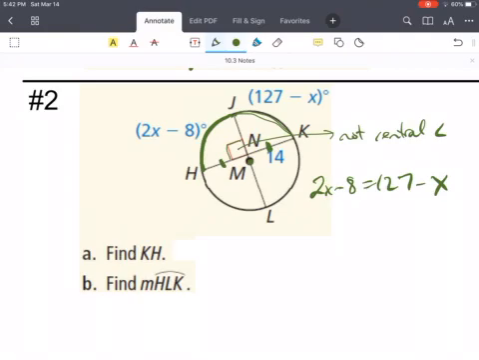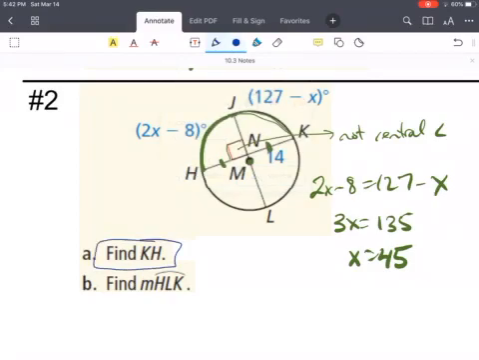And when we solve for x, we're going to get x is 45. Now we can use that to answer our two questions here. So in part A, we're finding the measure of KH. KH is a segment, so going along K to H, because this part is 14 and it's perpendicular, that means the other part is going to be 14, so it's going to equal 28.